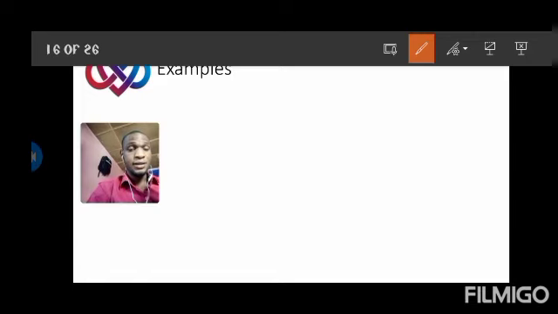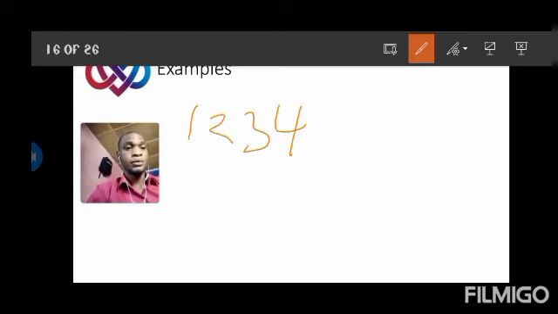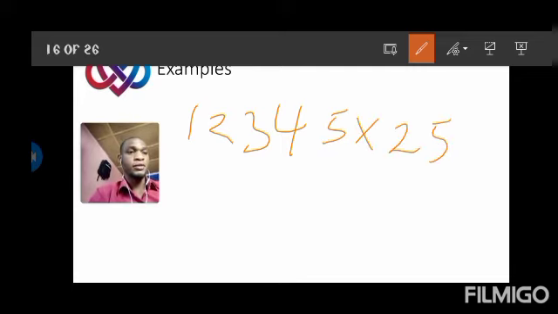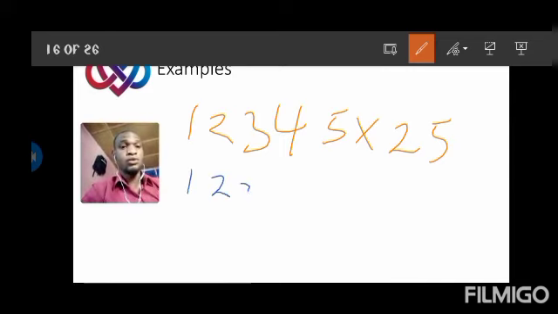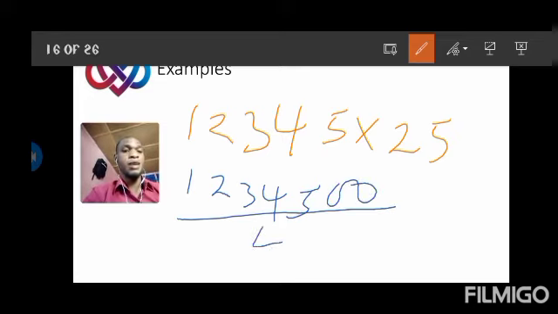Let's guess a 4-digit number. Let's say 1, 2, 3, 4, times 25. Yes, times 25. So let's go. We write 1, 2, 3, 4, 0, 0, because we multiply by 100 and divide by 4. So let's see the answer we'll get.